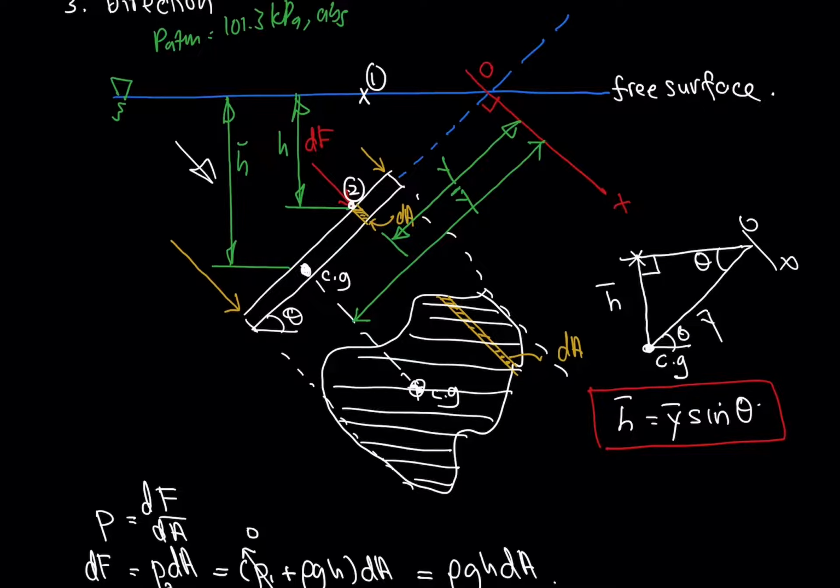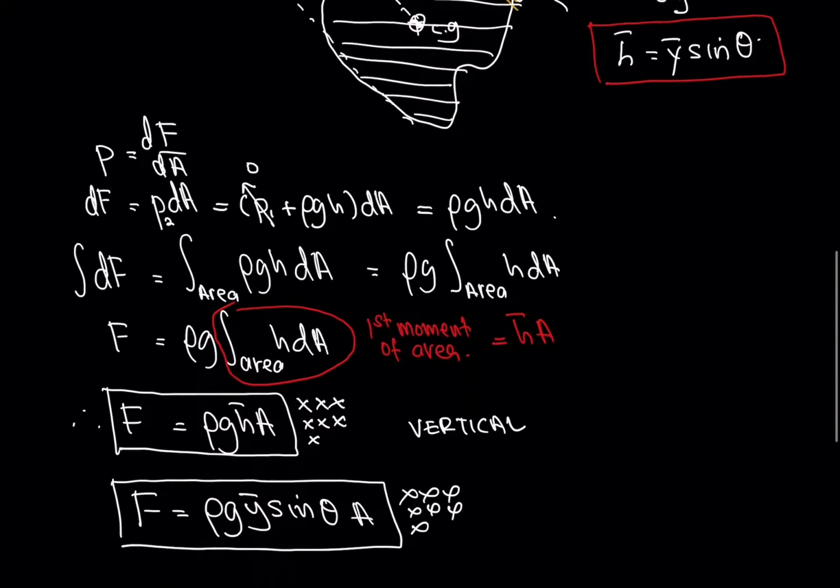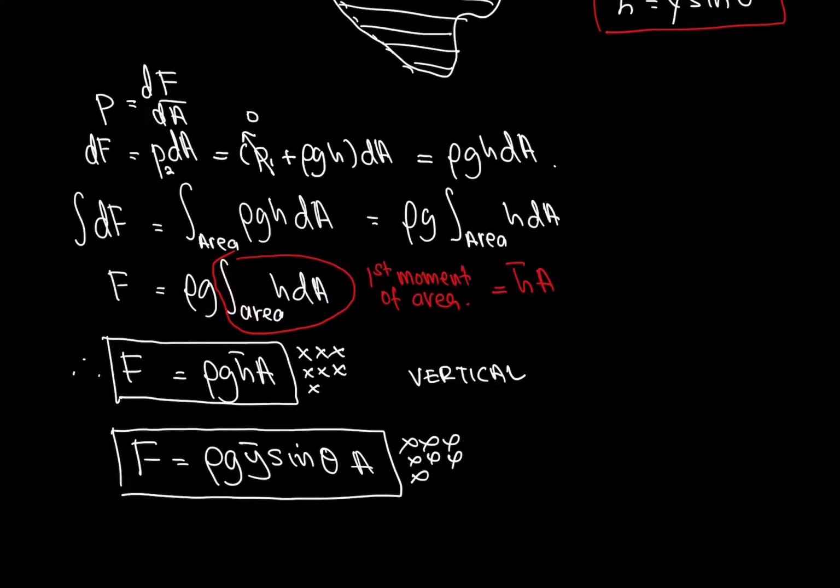This is a very important factor which you must understand: what is y bar and what is h bar. Once again, F equals rho g h bar times A, or rho g y bar sine theta times A. So you have your number one, which is the magnitude. In the next video I will show you how to determine the location.